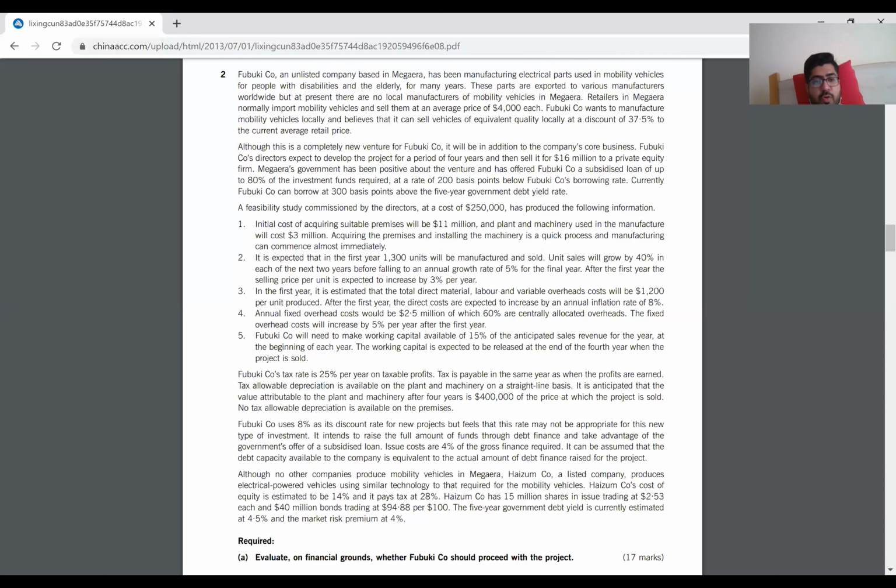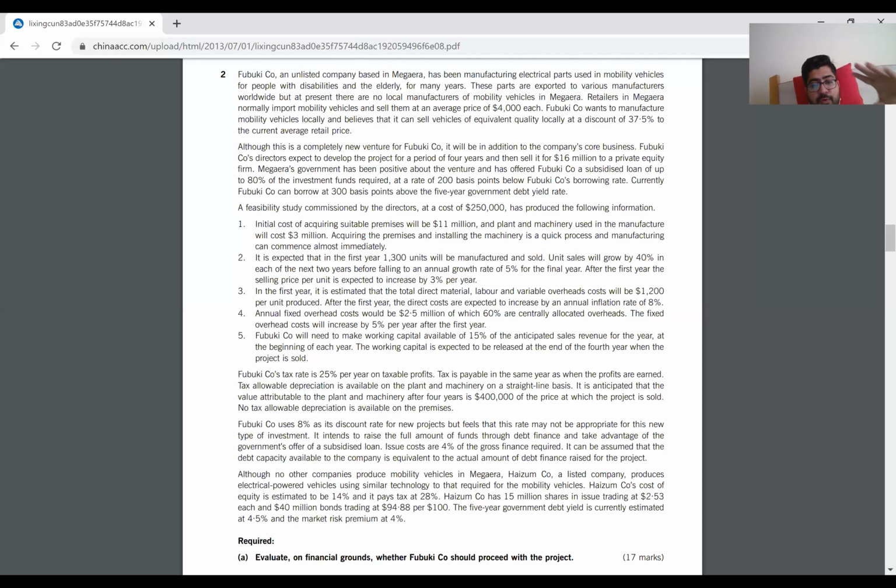Last para. Although no other companies produce mobility vehicles in Megara, Hesem Company, a listed company, produces electric powered vehicles using similar technology to that required for mobility vehicles. Hesem's cost of equity is 14%, and it pays tax at 28%. Hesem has 15 million shares in issue trading at 2.53 each and 40 million bonds trading at 94.88 per 100. The 5-year government debt yield is estimated at 4.5% and the premium is 4%.